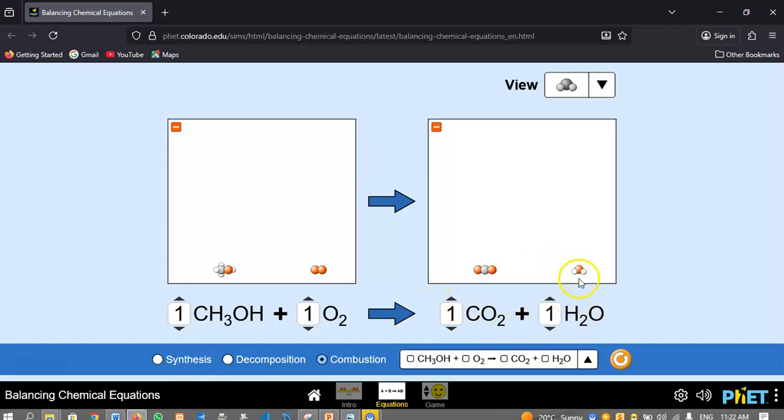This side I'm seeing 1 carbon atom. This side I'm seeing 1 carbon atom. This side I'm seeing 3 oxygen atoms. This side I'm seeing 3 oxygen atoms. This side I'm seeing 2 hydrogen atoms. This side I'm seeing 1, 2, 3, 4 hydrogen atoms, meaning that you have to come this side and we look for where there are hydrogen atoms. We increase the number of hydrogen atoms. When you increase the number of hydrogen atoms, you keep it like that.